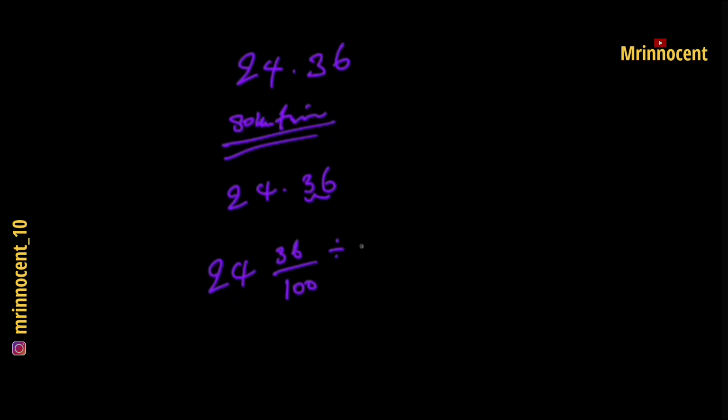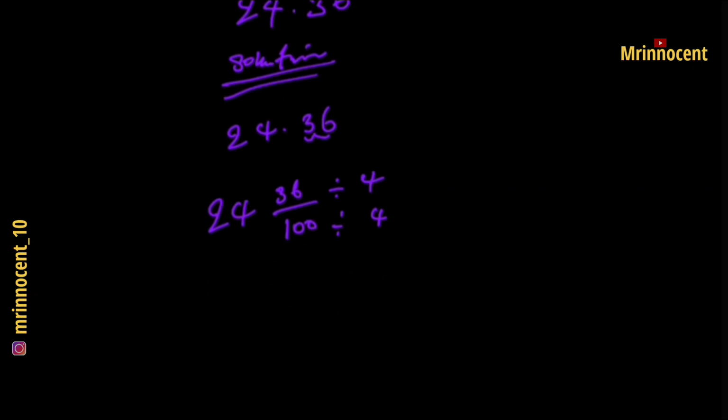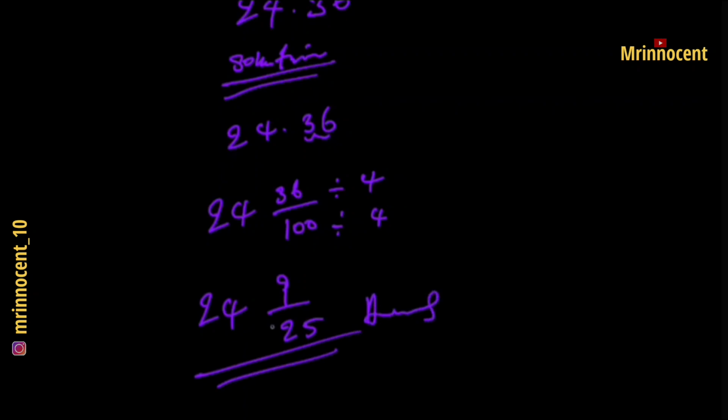Divide this one by 4. Divide this one by 4. We have 24 whole number. 36 divided by 4 is 9 over 100 divided by 4 is 25. So you have 24 whole number 9 over 25.